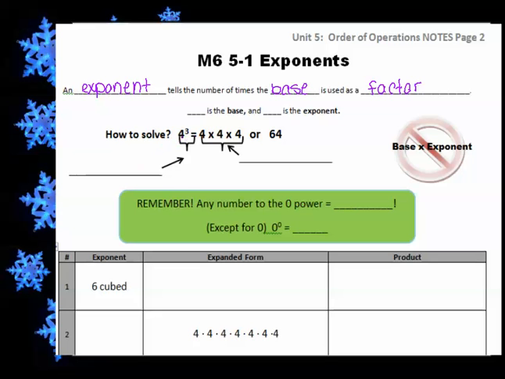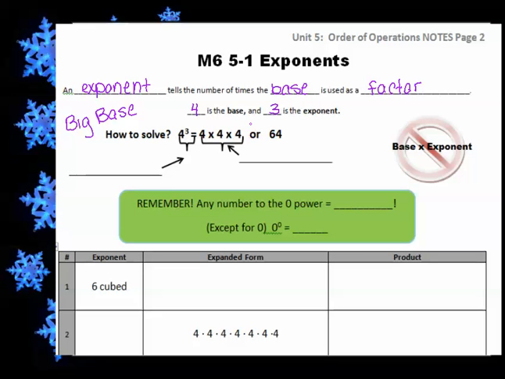So, in the example, if we look at this here, the 4 is the base. The big number is going to be the base. So you can think of it as the big base. The 3 is the exponent. So the little number is the exponent, the little one up to the power of. And when we write this out, 4 to the third, we are multiplying out the base, which is 4. We're multiplying it out 3 times. So it's really 4 times 4 times 4, or 64.